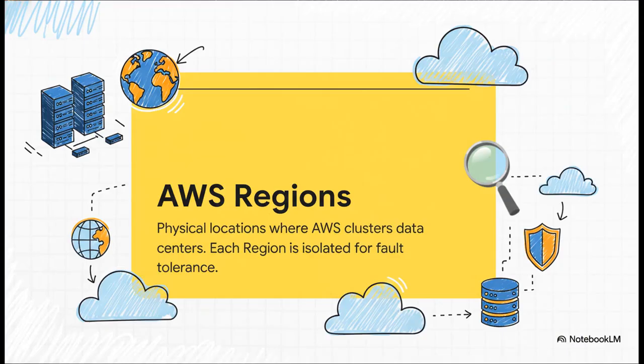The cloud lives in what AWS calls regions. These are basically large geographic areas all over the world, like US East 1 in Virginia or EU West 2 in London. And the key thing to know is that they are completely separate and isolated from each other. That's a huge deal for reliability, because if something goes wrong in one region, it doesn't bring down the others.